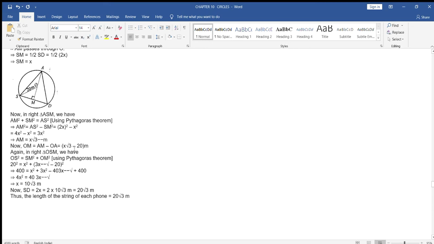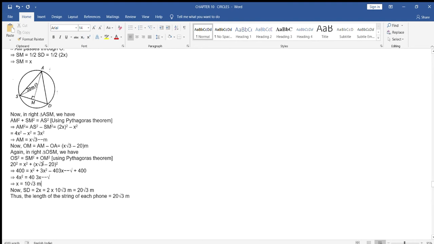So again we will use x root 3 minus 20 here for solving our question. We have written here x root 3 minus 20 whole square. Now what will we do here? We will use a square plus b square minus 2ab. On solving the whole statement, we find that the value of x is 10 root 3. What is the value of x? It is 10 root 3. So if this smaller portion x is 10 root 3, then the whole SD is 2 into 10 root 3, that is 20 root 3. So the length of each string is 20 root 3.